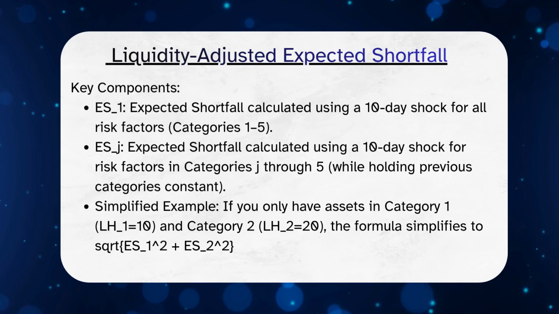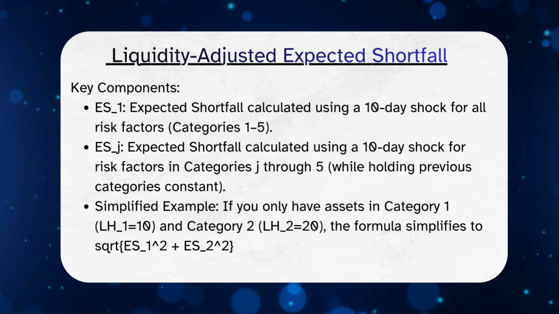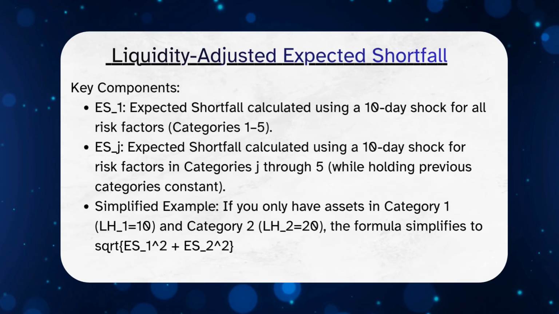The square root of the differences, specifically the square root of open parenthesis LH sub j minus LH sub j minus 1, close parenthesis, over 10, is how we scale those 10-day shocks up to their assigned horizons. If you only have category 1 and category 2 assets, the math simplifies down to a much friendlier square root of ES1 squared plus ES2 squared. Just remember, the formula is designed to stack the risk of longer horizons on top of that base 10-day shock.